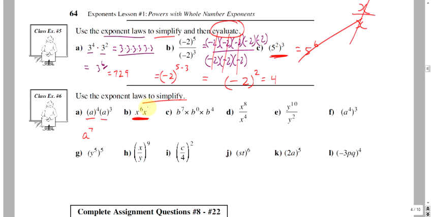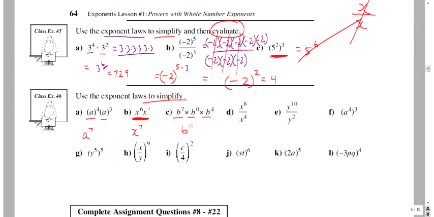Is that a 0 here? Or is this something else? It's a 1. If it was a 0, it wouldn't be there, right? It's x to the 1. What's 6 plus 1? 7. Multiply with the same base, add the exponents. 7 and 0 and 4 is 11.